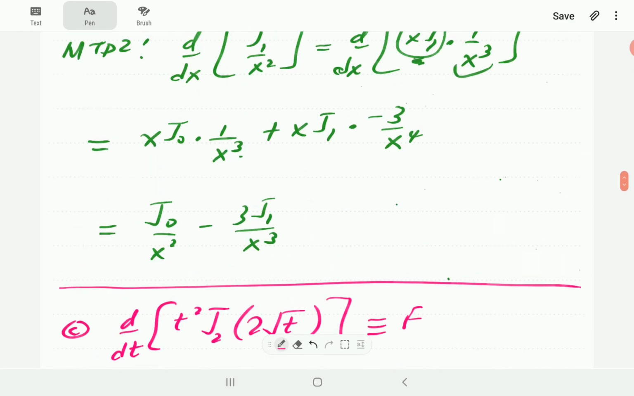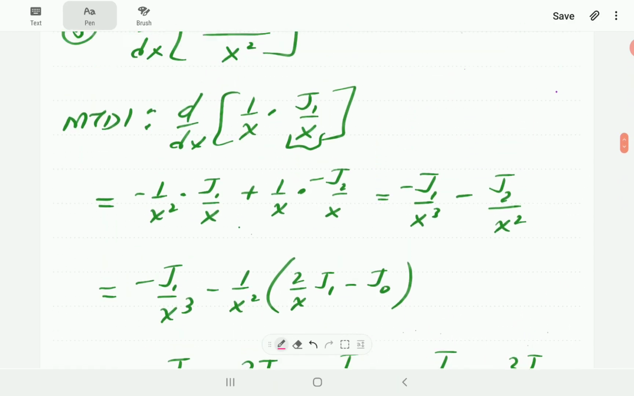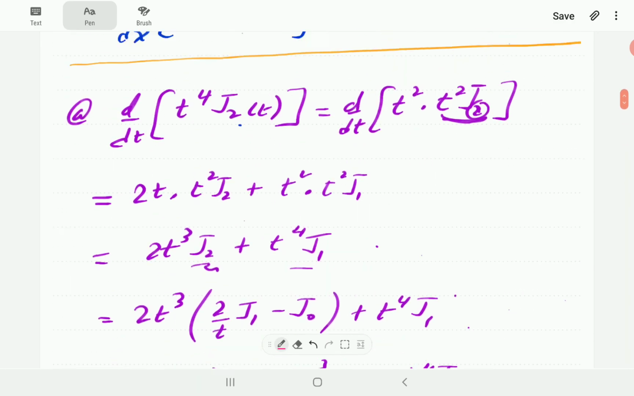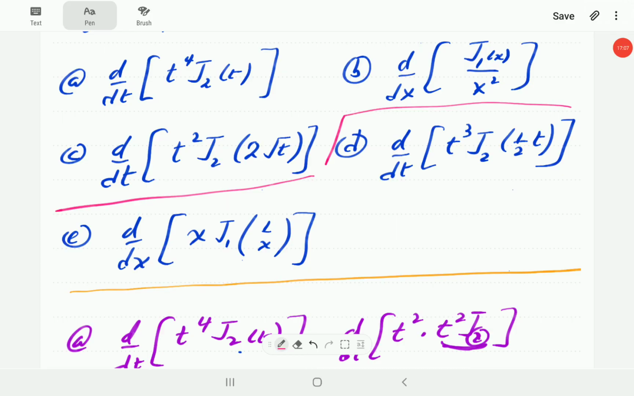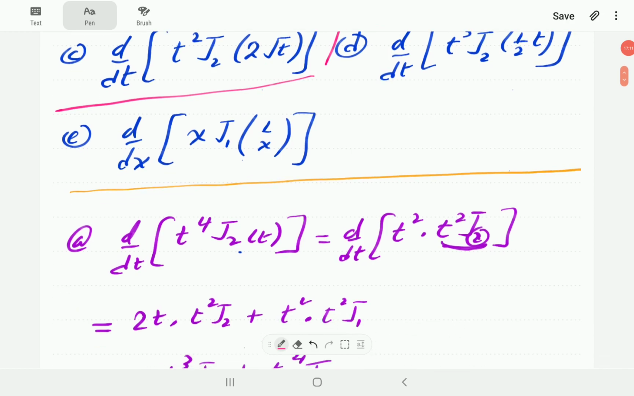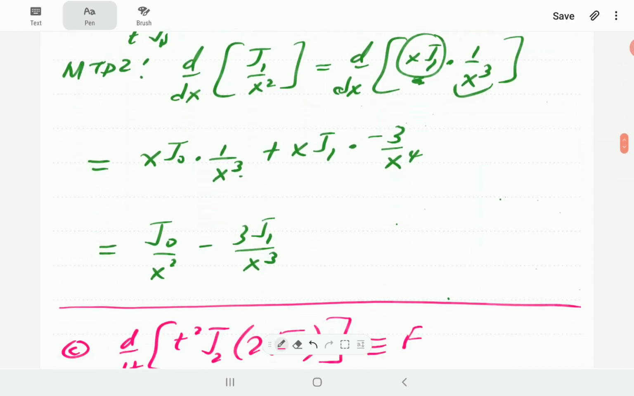At this point, we're going to give you an opportunity to have a go at the last two. So if you want to pause the video and just have a go at D and E, and then when you continue the video, then you can compare with our answers. Alright, so we're now going to scroll down to our solution for D and E.